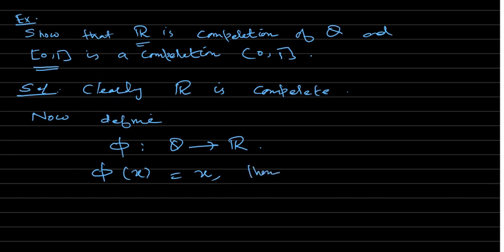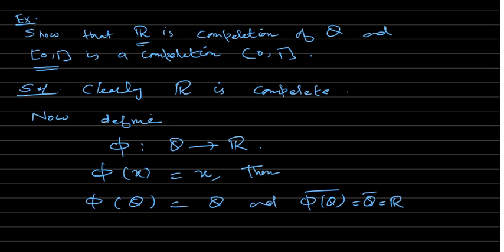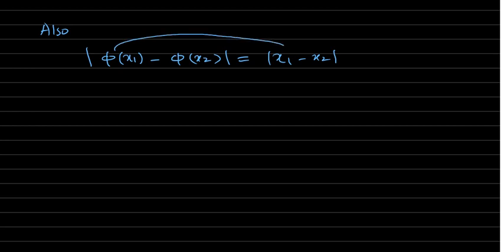Then under this inclusion map, what's phi of Q? It's Q, because it's the identity map, and what will then be phi of Q closure? That's equal to Q closure, that's equal to R. So this is the second property, it should be an isometry. And this is an isometry because it's an identity map. Also the distance between the images is the same as the distance between the points, because it is the inclusion map actually. Okay, phi of x1 is x1, phi of x2 is x2.